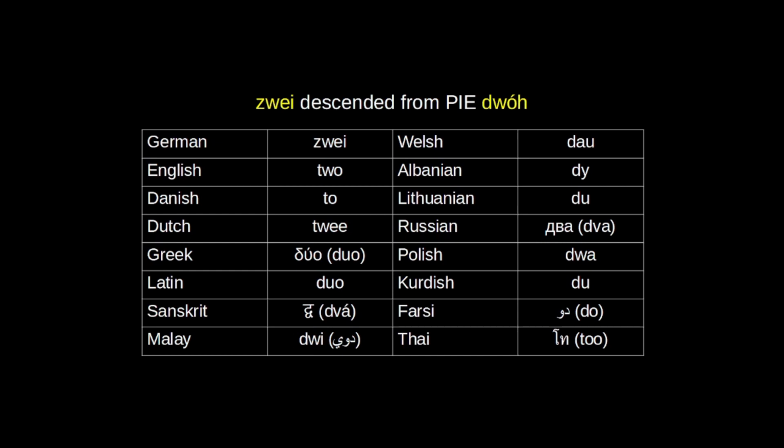In fact, even the Malay word dvi and the Thai word to are related to the Proto-Indo-European word dvo, even though Malay and Thai themselves are not of Indo-European descent. Most likely, these languages borrowed the word for two from Sanskrit, which was an important cultural language in Southeast Asia at the time.